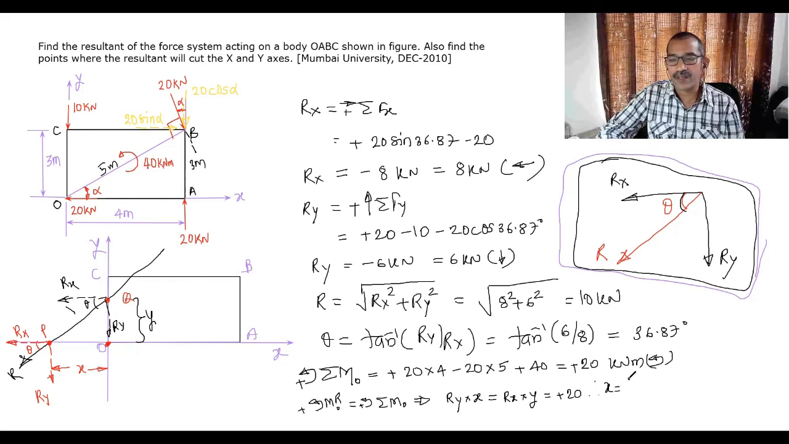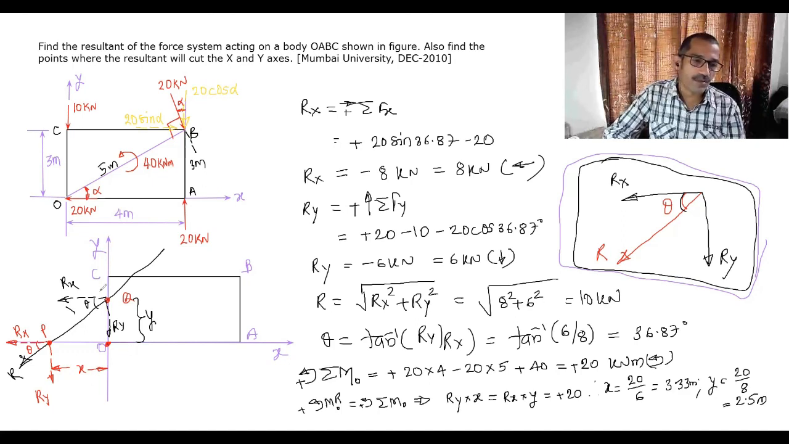Now if we substitute Ry and Rx, what will we get here? X is 20 upon Ry. What is the value of Ry? 6. That means this X value comes out to be 3.33 meters. And Y, if we find out, is 20 upon Rx. What is the value of Rx? 8. Right? That means Y comes out to be 2.5 meters.